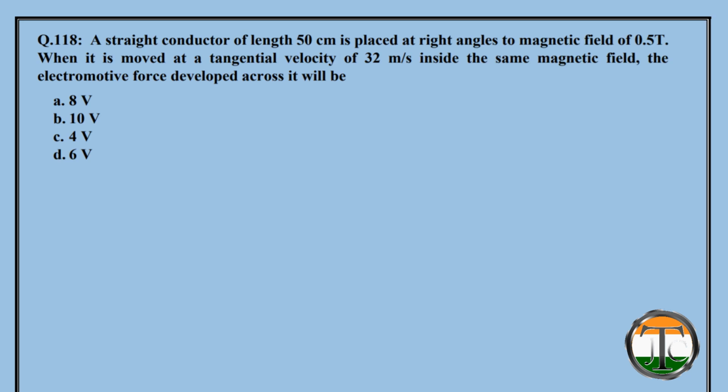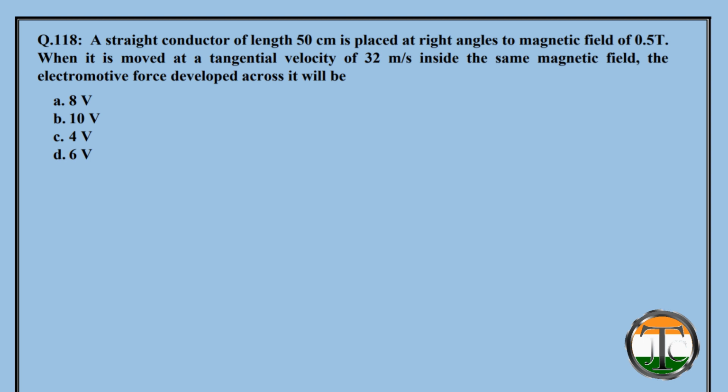So the next question is 118, that is a straight conductor of length 50 cm is placed at a right angle to a magnetic field of 0.5 T. When it is moved at a tangential velocity of 32 meter per second inside the same magnetic field, the electromotive force developed across it will be: option A is 8 volt, option B is 10 volt, option C is 4 volt, option D is 6 volt.